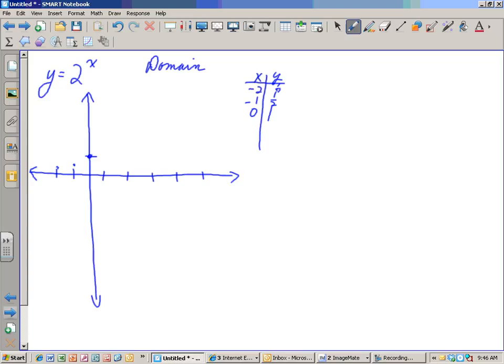What happens when x is 1? What is y? 2 to the first power. And when x is 2, y is 4. Every exponential growth problem looks like this. So when x is 1, y is 2. When x is 2, y is 4. And so we have this sloping curve that looks like this.